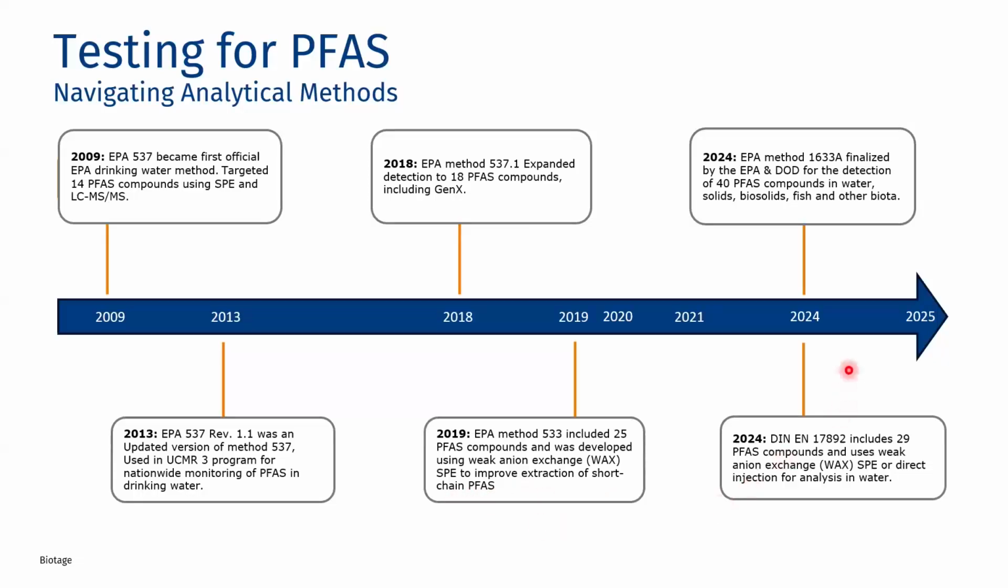And finally, last year in 2024, EPA method 1633A was finalized by the EPA and the Department of Defense for detection of 40 PFAS compounds. And in the same year, the DIN EN method 17892 was created for 29 PFAS analytes. So a lot has been done for testing PFAS, and improvements in these analytical methods, as you will see, have been made along the way.